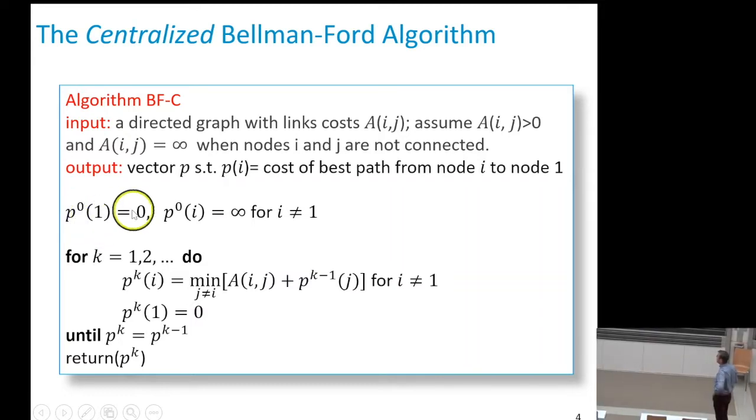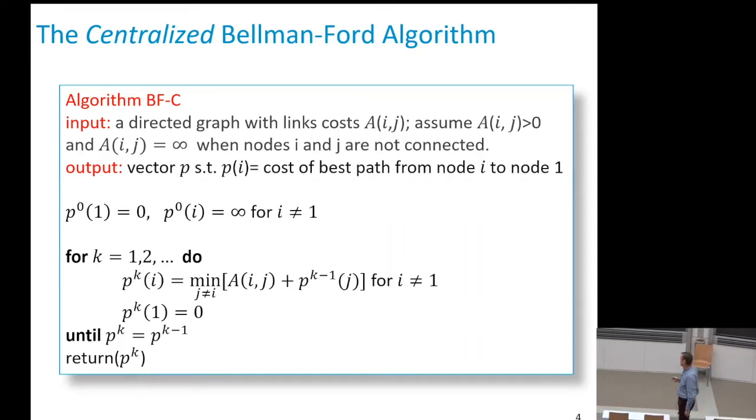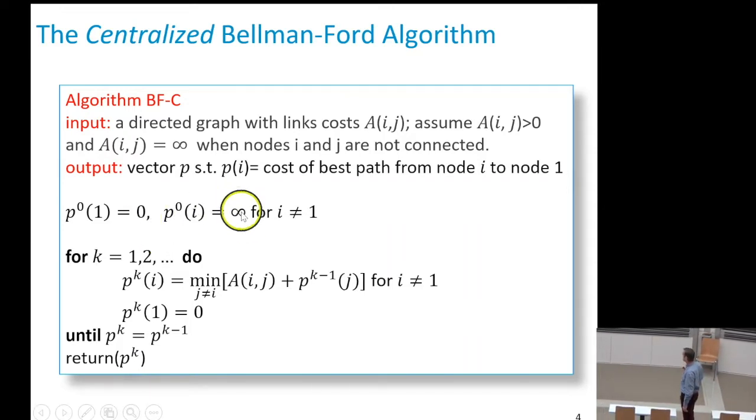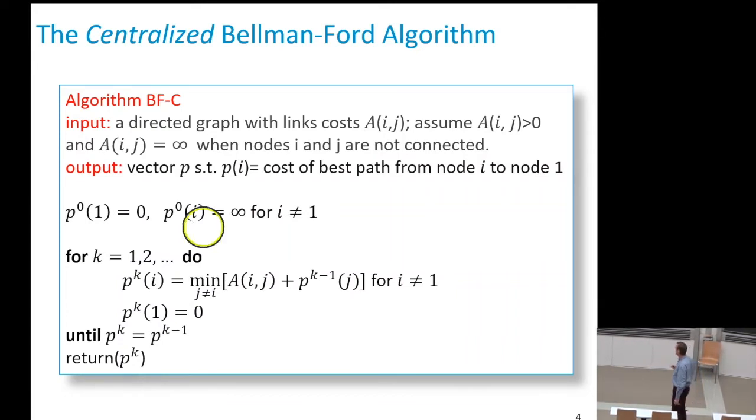1 to 1 equal to 0, because 1 is the destination. Distance to self is 0. And all other nodes is infinite, because initially we have no guess. We take the maximum possible. Then we do a loop, find a number of steps, where at every step of the loop, we do the following.